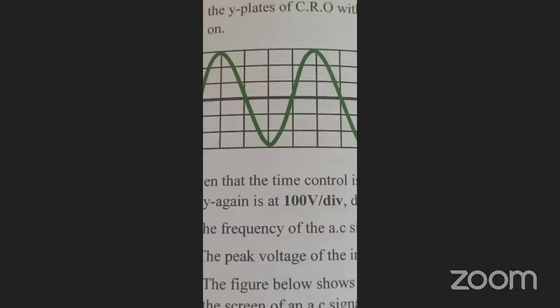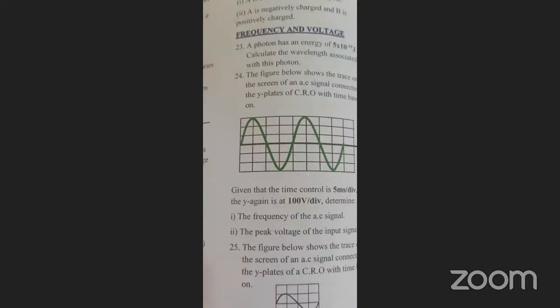For one complete oscillation, how many divisions? This one is a complete oscillation, so we have 4 divisions: 1, 2, 3, 4. 4 multiplied by 5 milliseconds, so you obtain 20 milliseconds. Convert 20 milliseconds to seconds by multiplying by 10 raised to negative 3, or dividing by 1,000. From the relationship between frequency and periodic time, F equals 1 over T. So 1 divided by the answer obtained, and you obtain your answer.